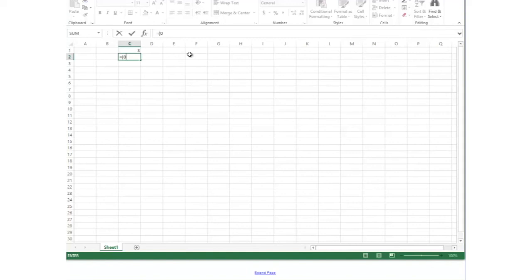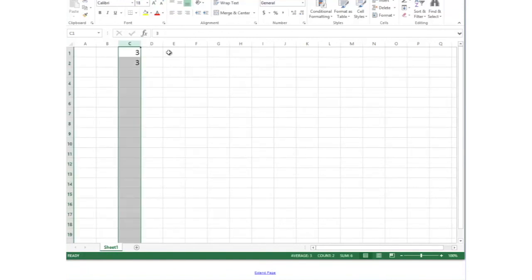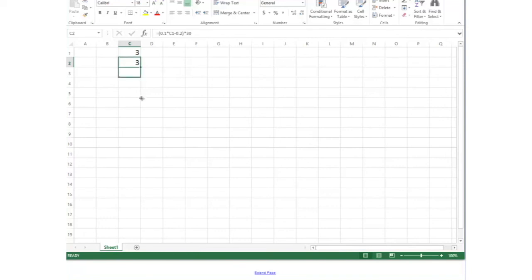Let me multiply it by 0.1. So I multiply 0.1 by this 3 here, and then I subtract 0.2. Okay, so this will give me 0.1. So if I multiply by 30, then obviously we'll get 3 still, right? So we started with a fixed point here. At every iteration we get 3. Then let me just pull down this formula. So I expect to get 3 every time here, right?